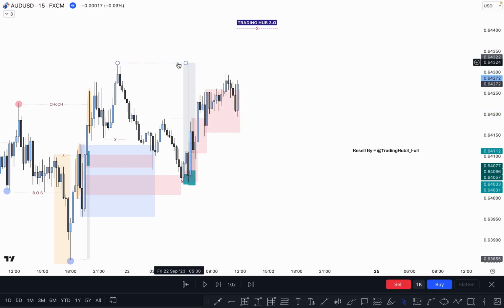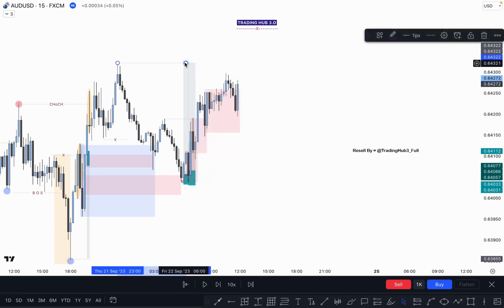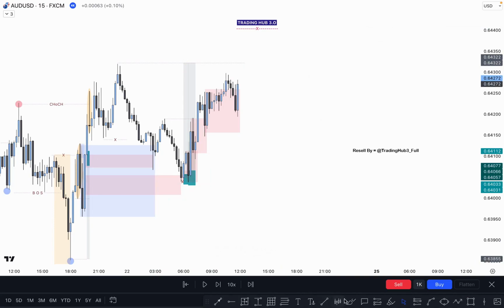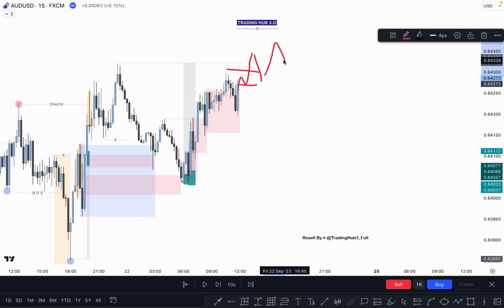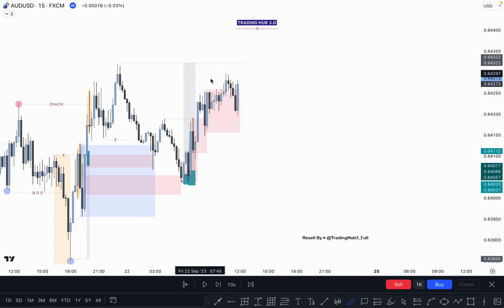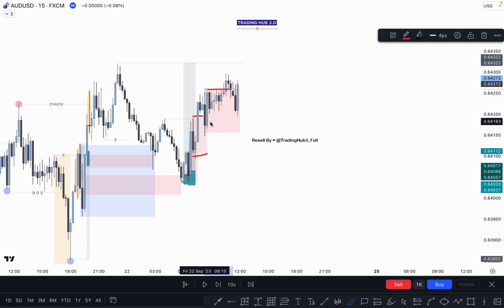Okay, if the market broke this high right here, simply like this, then you don't need to buy directly here. Why? Because we need inducement, since the main high is broken here. This move is internal and price is coming from your POI. That's why we are buying here directly.